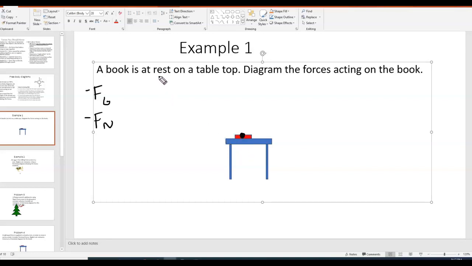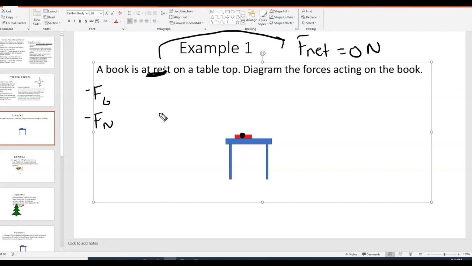How do you know how long to draw the arrows? Well, the length is really important, but what is important is that the lengths are correct relative to each other. This right here is crucial to drawing the FBD correctly. The book is at rest. You need to understand Newton's first law to draw these FBDs correctly. Remember, an object at rest remains at rest if, and only if, the net force is what? 0. So the fact that the book is not moving tells me that net force must be 0.